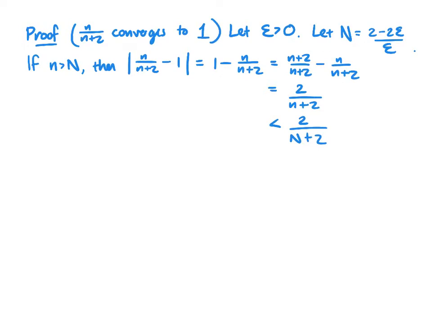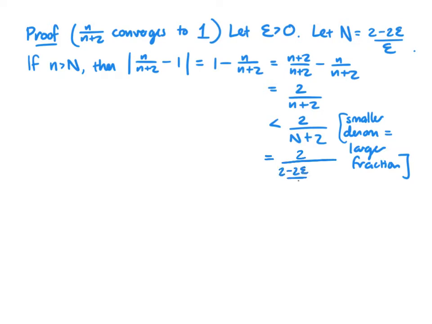Okay, so remember, the thing I just did here was smaller denominator equals larger fraction. So that's how I know that 2 over little n plus 2 is less than 2 over capital N plus 2. Okay, what's 2 over capital N plus 2? Well, capital N was (2 minus 2 epsilon) over epsilon.